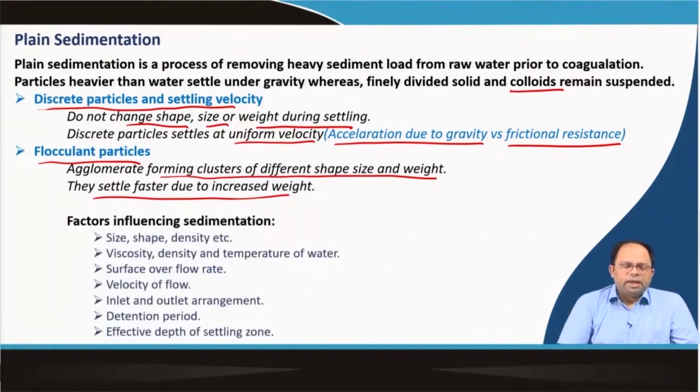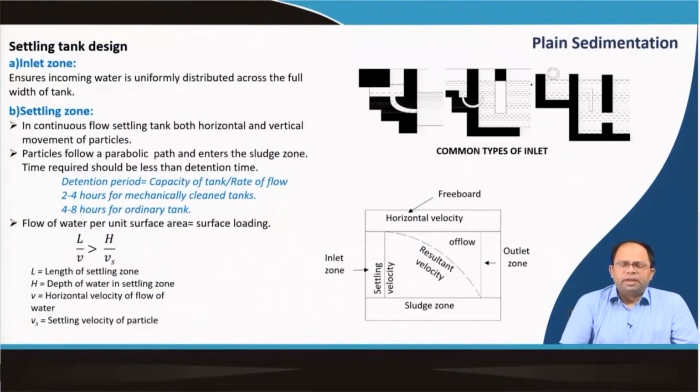So, what factors influence the process of sedimentation? Of course, the size, shape and density of the particles, viscosity, density and temperature of water, because it offers the frictional resistance, surface overflow rate, that means at what rate water is flowing into that chamber, velocity of flow, inlet and outlet arrangement, the detention period, how long we are going to detain that water, and effective depth of the settling zone. That means how much is the depth of the tank.